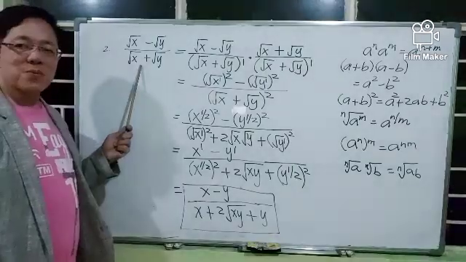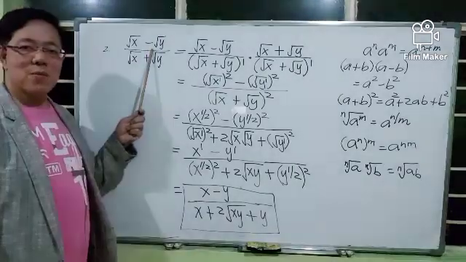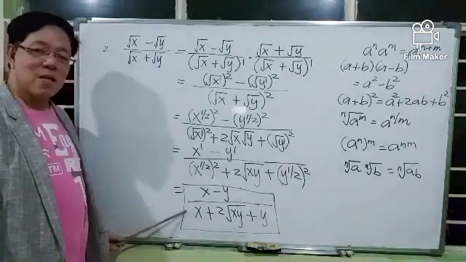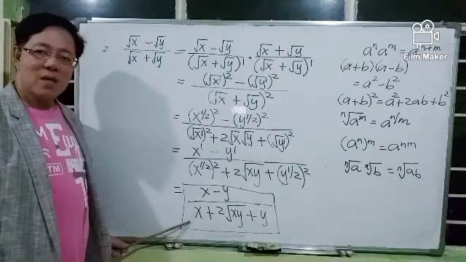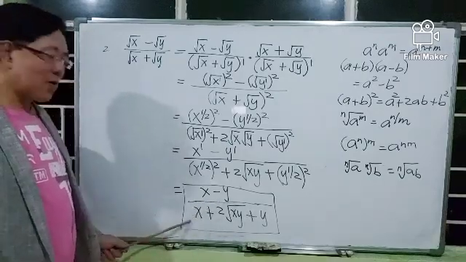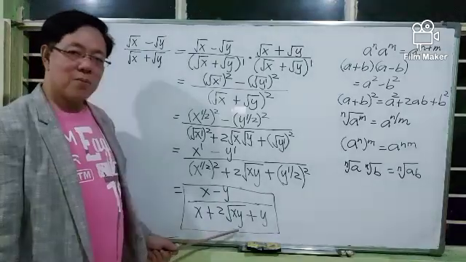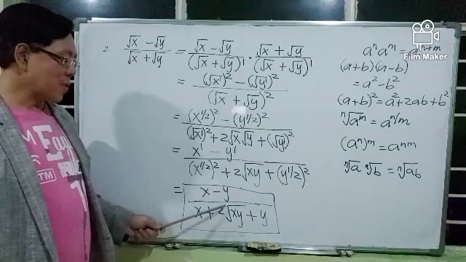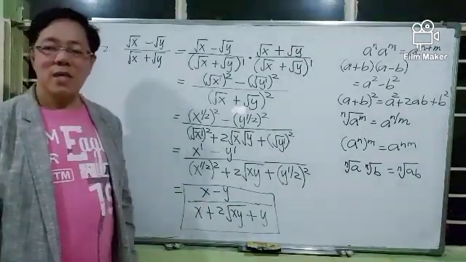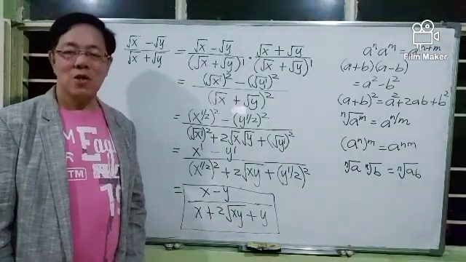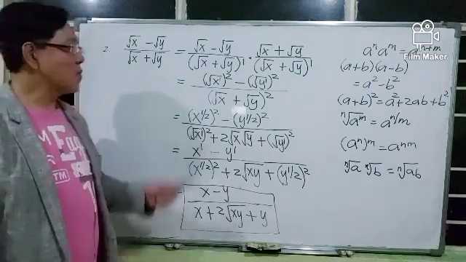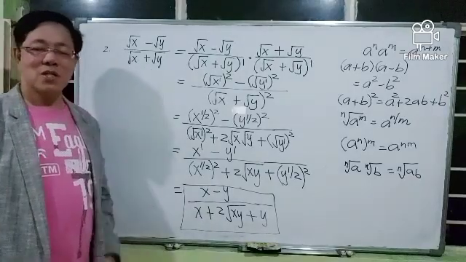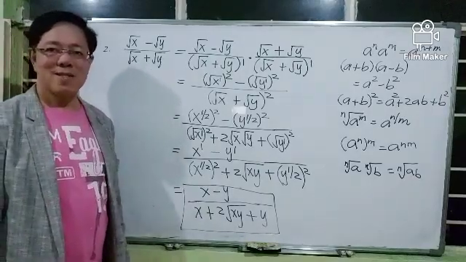But the given rational expression, square root of x minus square root of y, all over square root of x plus square root of y, is the same as this rational algebraic expression, x minus y all over x plus 2 times square root of xy plus y. Except that in this rational algebraic expression, the numerator does not contain any more radical expression or radical sign, because we have rationalized the numerator of the given rational algebraic expression.